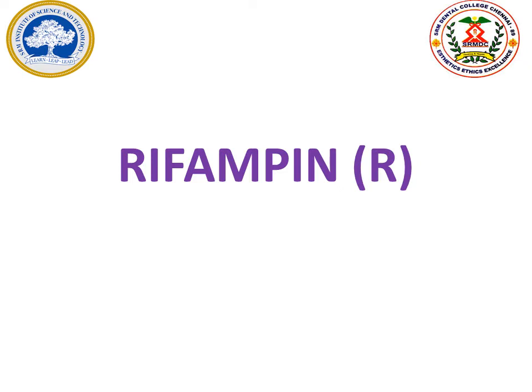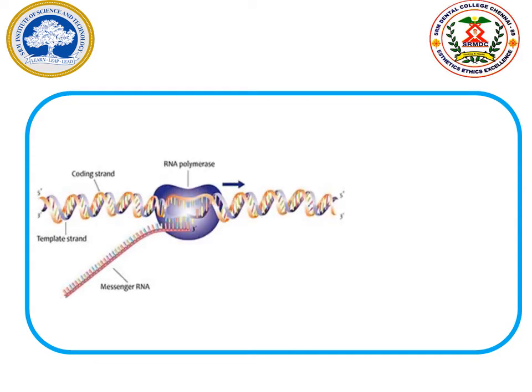The next drug we are going to see is rifampin, represented by the letter R. This is again the mycobacterial cell wall. Inside it, we can see the synthesis of DNA. How is DNA synthesis taking place? Whenever there is separation of the coding strand and the template strand, the messenger RNA present inside has to provide the information that has to be transcribed to the DNA.